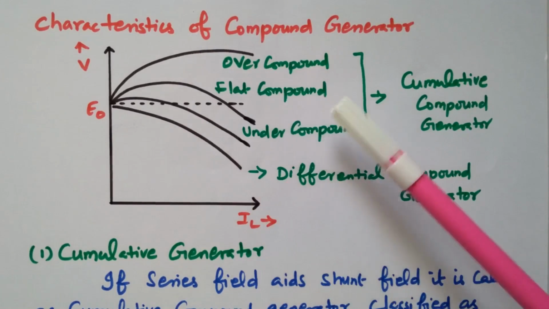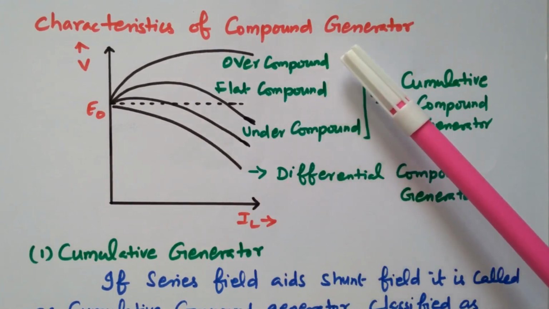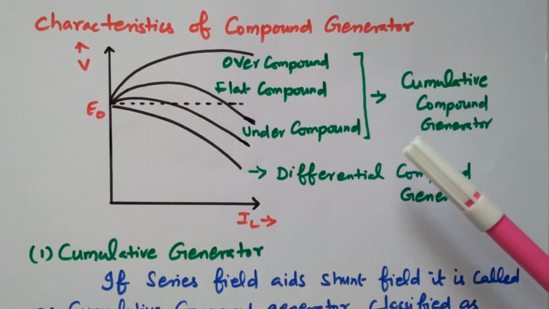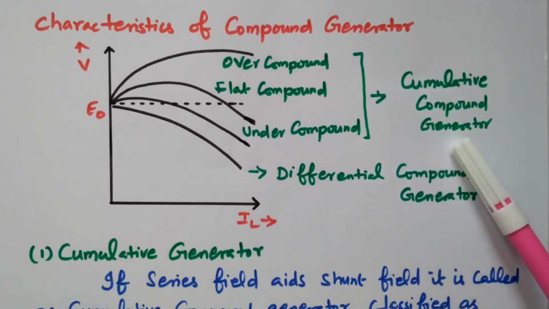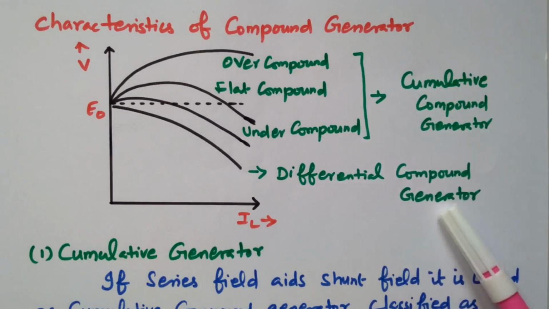The compound generator means the series field and shunt field both are available. If the series field and shunt field are added together, it is called a cumulative compound generator. If both oppose each other, it is a differential compound generator. Right? So it is divided into two parts: either both the fields will be added, or both the fields will oppose each other.